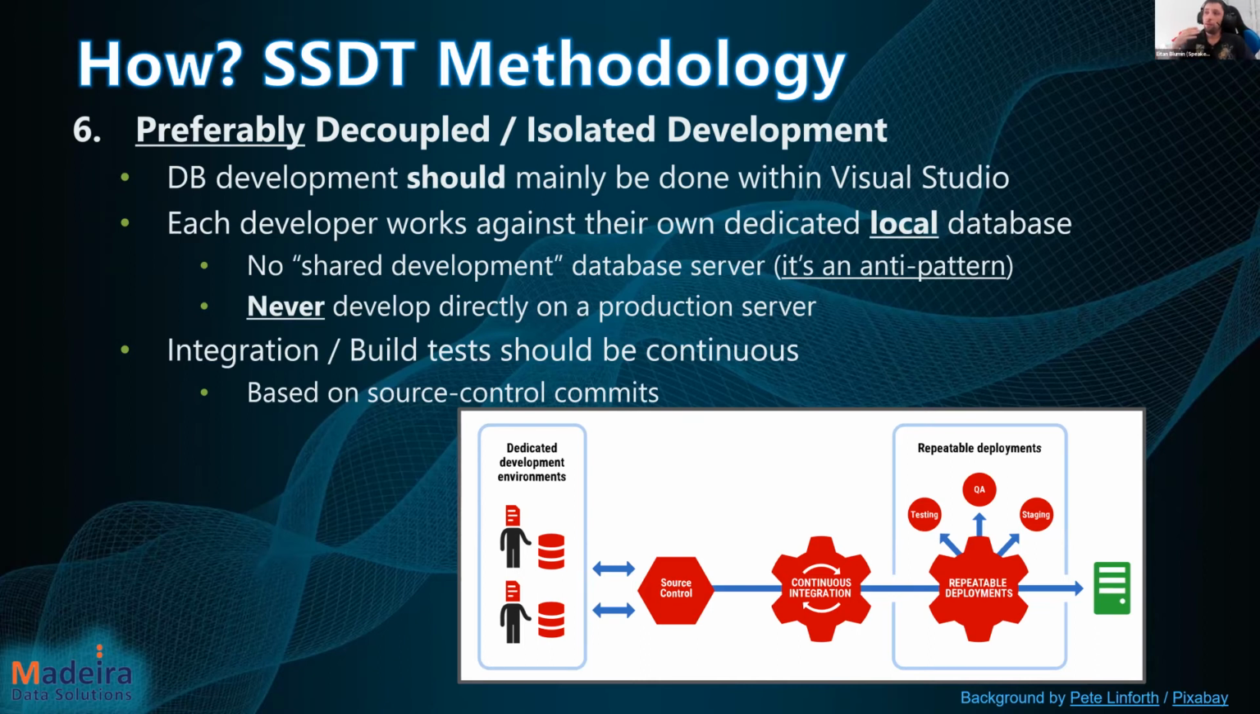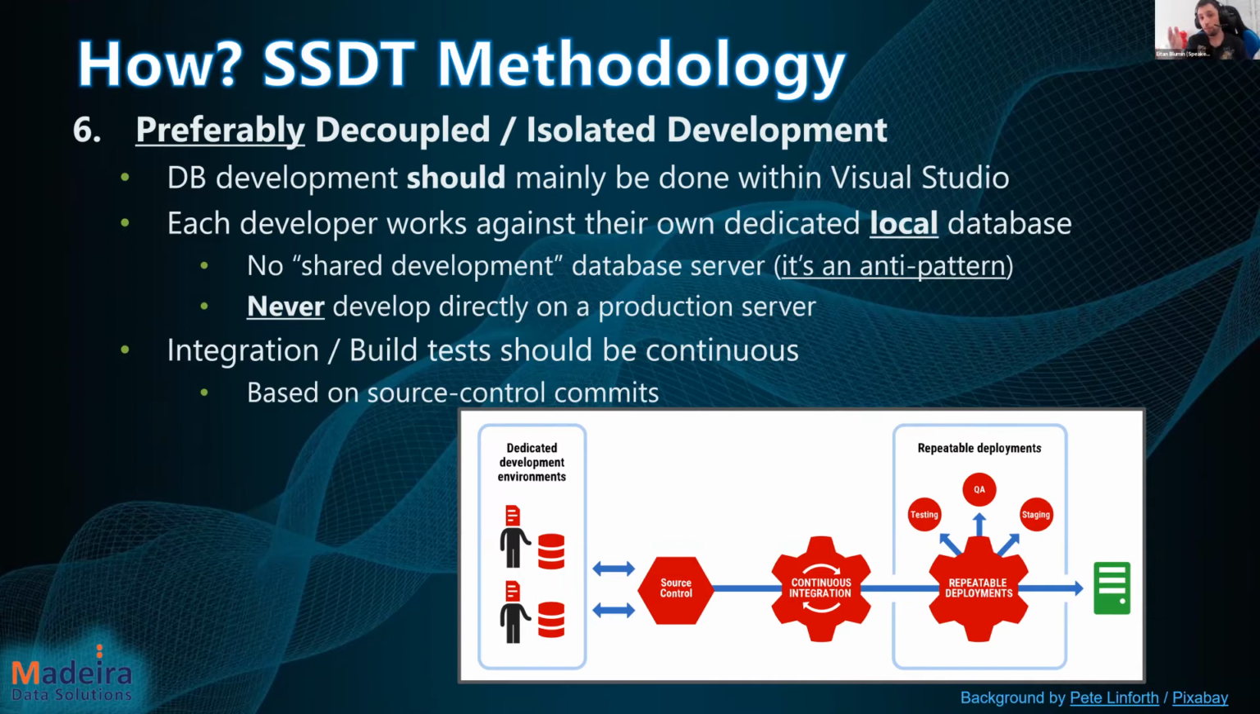And then when you commit your changes to source control, and obviously your project should be connected to source control, then behind the scenes, there should be some kind of continuous integration or build and release pipeline. And that pipeline would make sure that your changes don't actually break anything. And those checks would be done against, let's say, some kind of central integration server that would contain data.